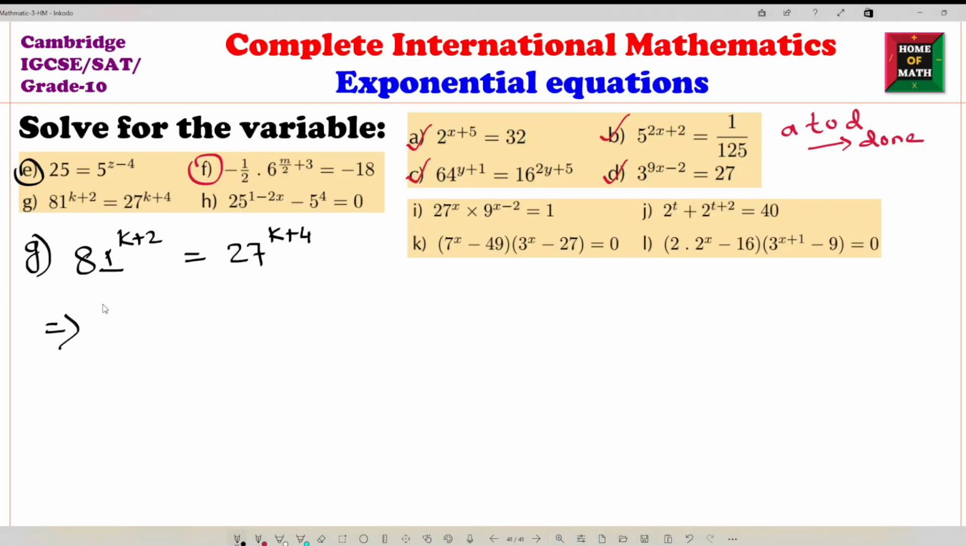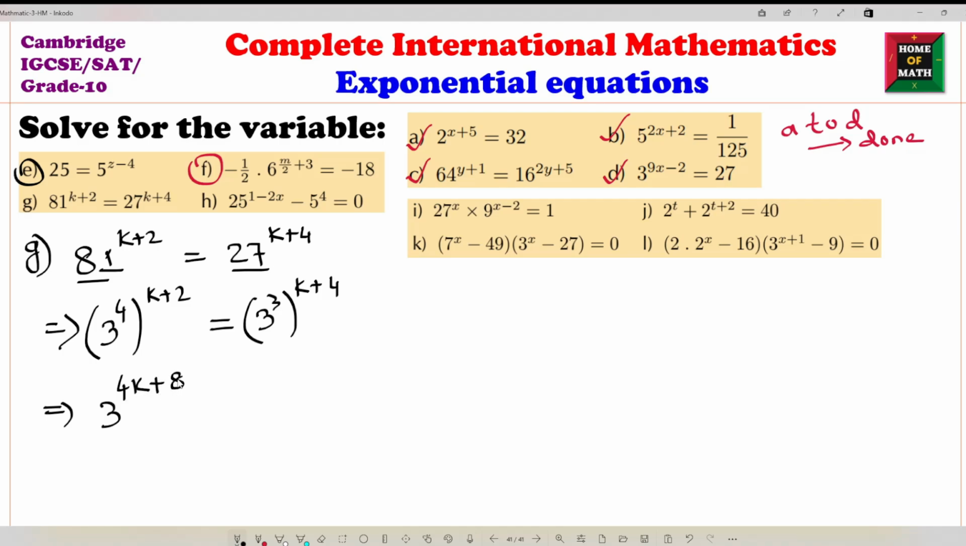Number G, 81 to the power k plus 2 equals 27 to the power k plus 4. So 81 and 27 have a relation. What is this? 81 we can write 3 to the power 4 and to the power k plus 2. Similarly, this 27 we can write 3 to the power 3 and to the power k plus 4. So 3 to the power 4k plus 8 equals 3 to the power 3k plus 12, right?